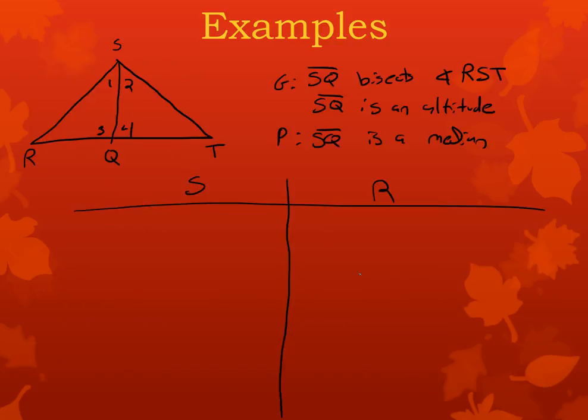Okay, one more proof. So we were given this triangle right here. We're told that SQ bisects angle RST. We're also told that SQ is an altitude. We'll review what an altitude is. We want to prove that it's also a median. And again, we'll talk about what that is in a second. So we have our given statement.